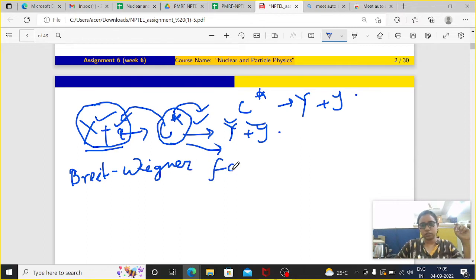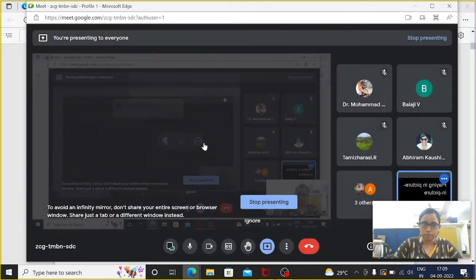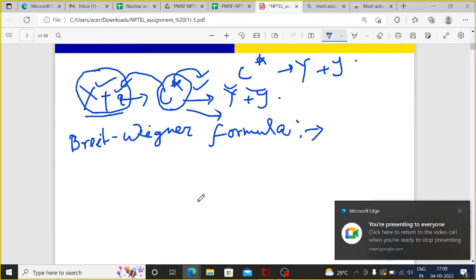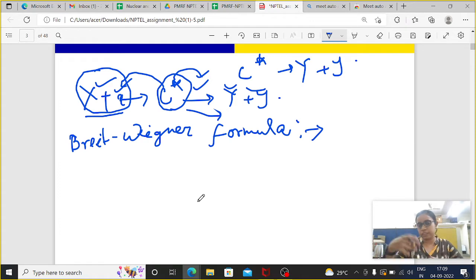So what is basically the Breit-Wigner formula? The Breit-Wigner formula is nothing but the calculation of the cross section of the compound nuclear reaction. In that compound nuclear reaction, we have to calculate the cross section of that process. So this is basically how I can calculate the cross section of that nuclear reaction. It can be told by the Breit-Wigner formula, and there is a formula for that cross section, and after knowing that cross section, we can have the information about that compound nuclear reaction.